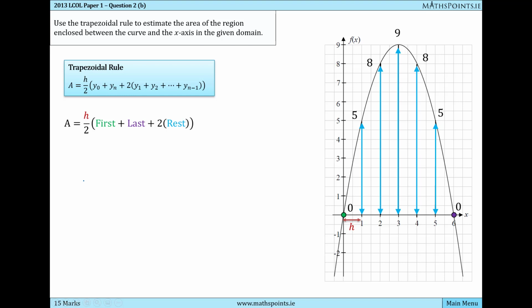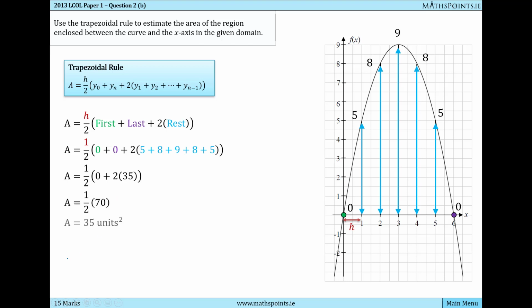So we sub these into the formula, and the area will be estimated as 1 over 2, the first height, which is 0, plus the last height, which is 0, plus 2 times the sum of the rest of the heights, 5 plus 8 plus 9 plus 8 plus 5. So we have a half on 0 plus 0 is 0, plus 2 times the sum of the heights, which is 35. 2 by 35 is 70, and then a half of 70 is 35. So we can estimate that the area of the shape is 35 units squared.